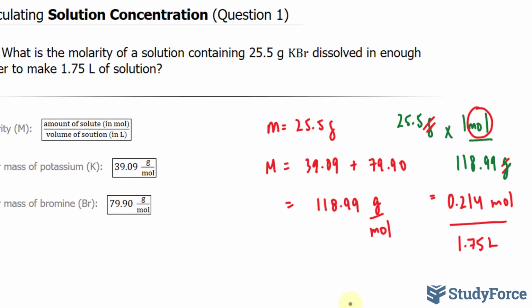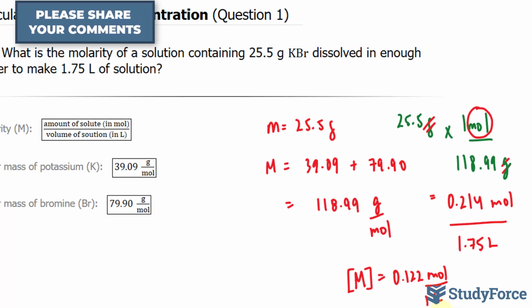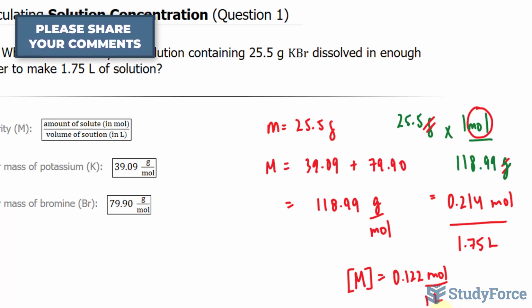0.122. The molarity here, represented also by the capital letter M, but to differentiate this and molar mass, I'll put these square brackets, is equal to 0.122 moles per every 1 liter. Another way to say this number is 0.122 molar, and this represents the concentration.